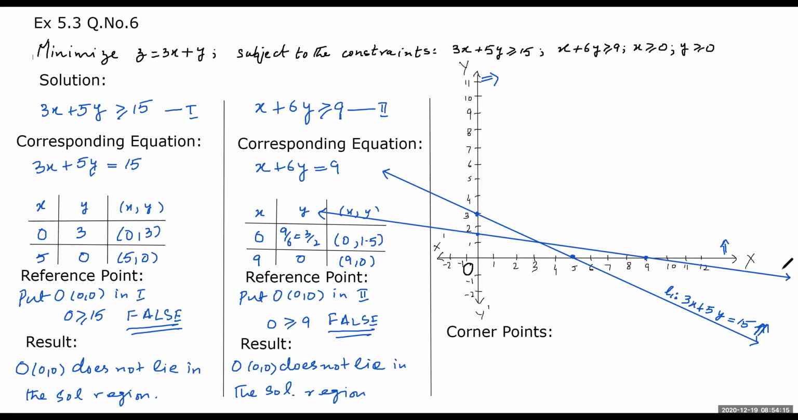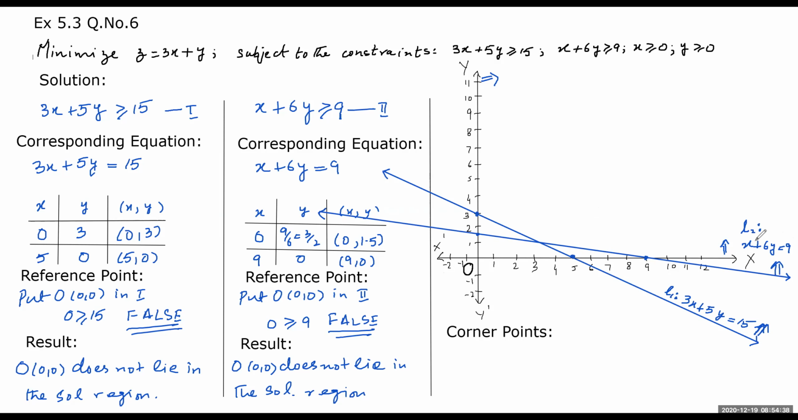And then write the equation of the line. The equation of the line is x plus 6y equals 9. Its solution region will be on this side because the origin lies on this side of the line. And then I'm going to give a name to the line, and the name of the line is L2.